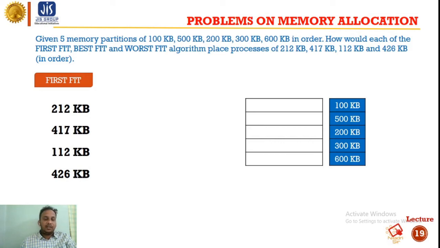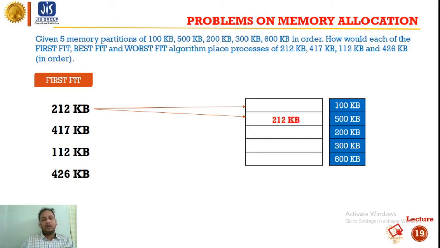These are the elements. In case of first fit, 212 KB will first be checked with 100 KB. It will not be inserted as 100 KB is less than 212 KB. Next, 500 KB is greater than 212 KB, so 212 KB will be inserted here.